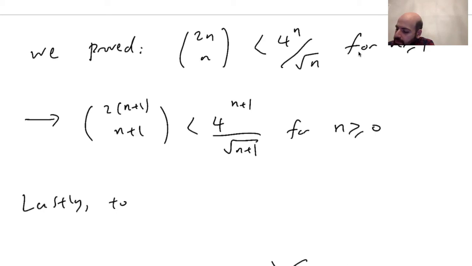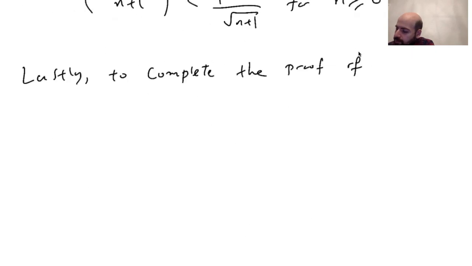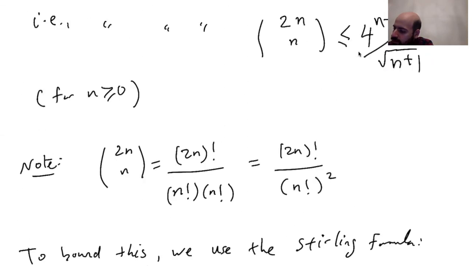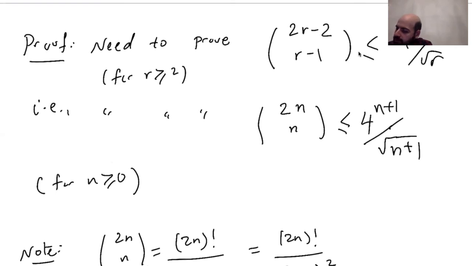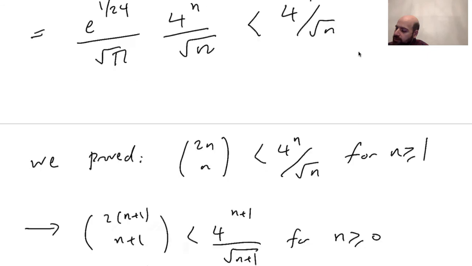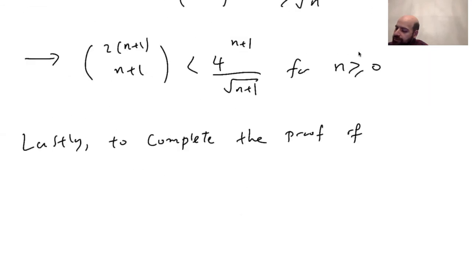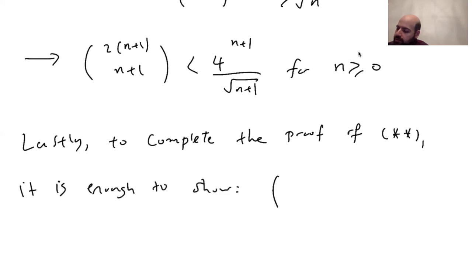Lastly, to complete the proof, if you remember, our goal was to prove this. So let me call this one, let's say, 2 star. We already proved that 2n plus 2 choose n plus 1 is less than this quantity that we want. We want to show that 2n choose n is less than this quantity. So in order to complete the proof of 2 star, it is enough to show that 2n choose n is less than or equal to 2n plus 2 choose n plus 1.